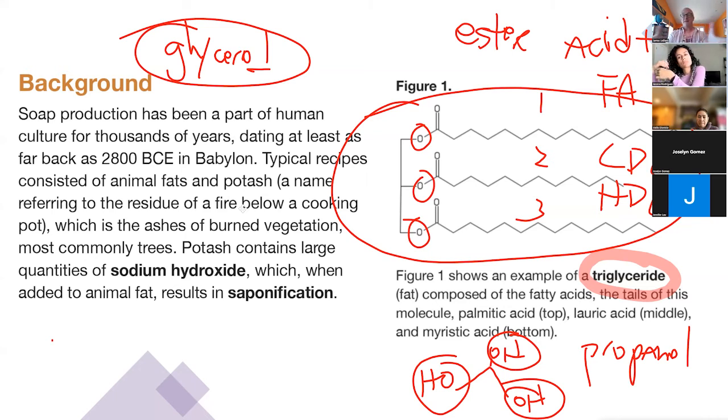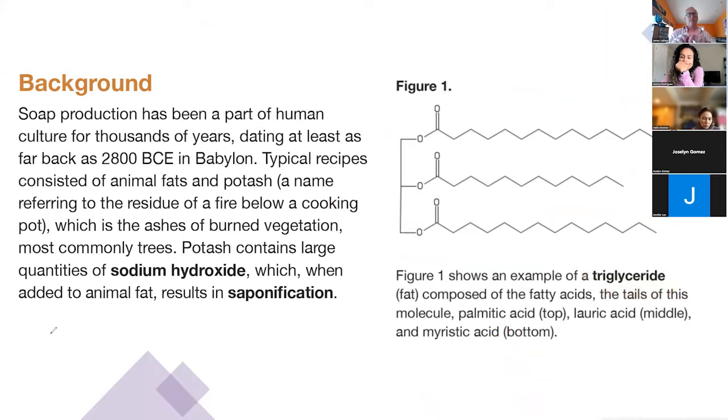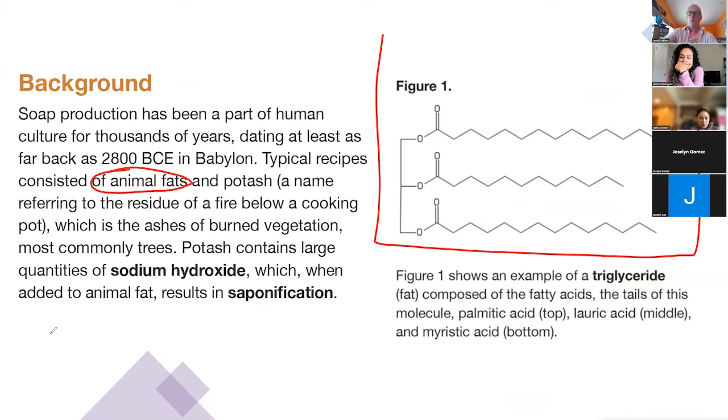So this is one of the typical ways that fats, this is a fat basically right here. It's a triglyceride with 3 fatty acids attached to it. So soap was basically discovered by taking animal fat and treating it with a strong base. You take animal fat, and this is a fat right here, and you treat it with a strong base.